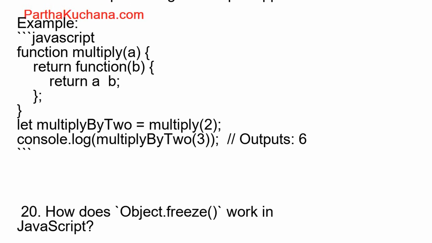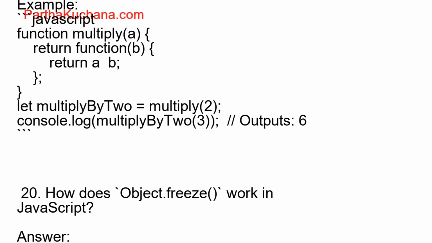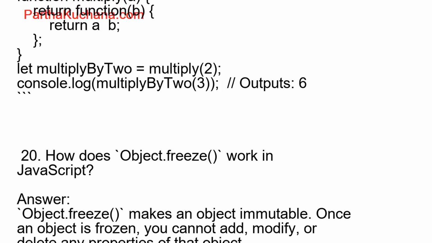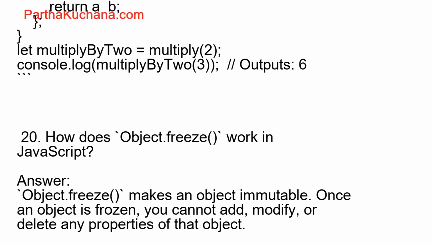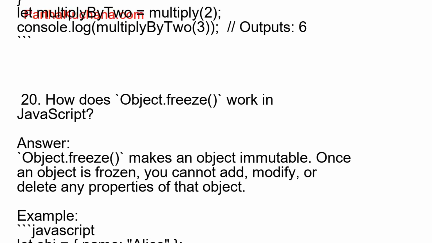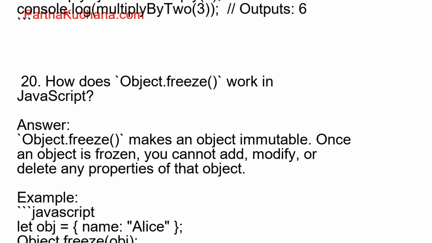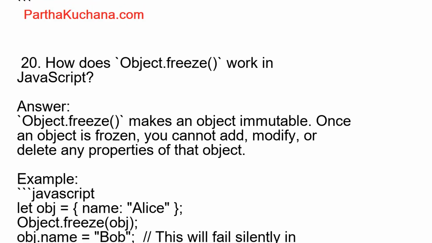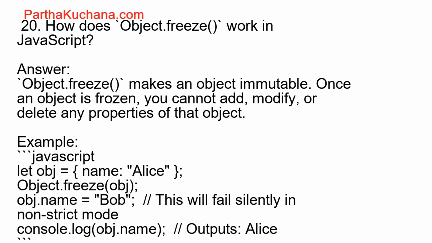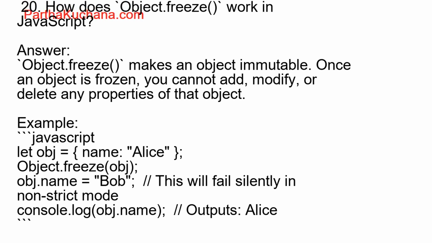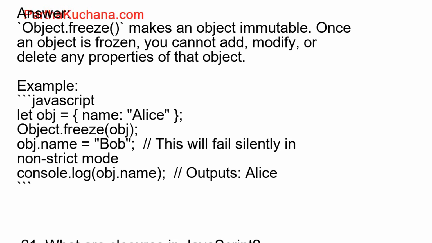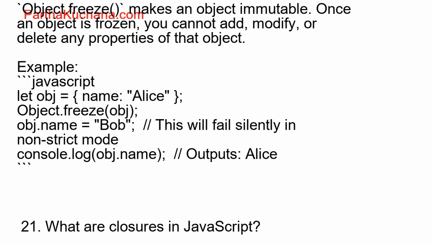21. What are closures in JavaScript? Answer: A closure is a function that remembers its outer variables and can access them even after the outer function has returned. Closures are formed every time a function is created, allowing functions to access the lexical scope of their environment. Example, JavaScript: function outer() { let counter = 0; return function inner() { counter++; return counter; }; } const increment = outer(); console.log(increment()); // outputs 1. console.log(increment()); // outputs 2.